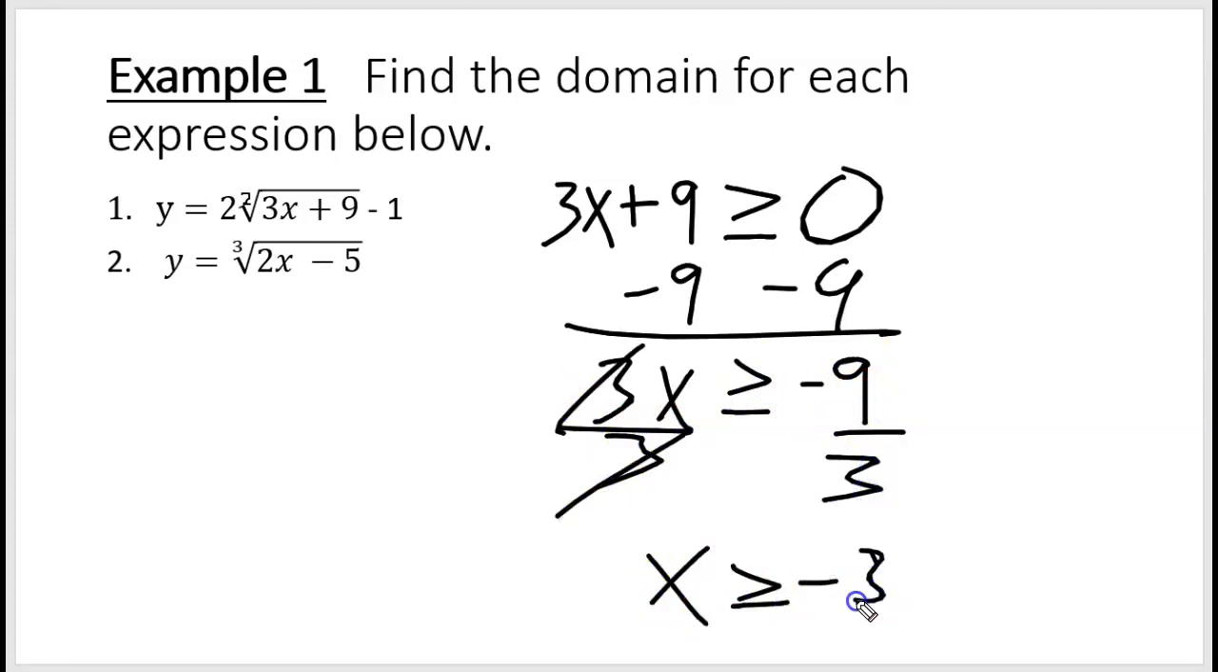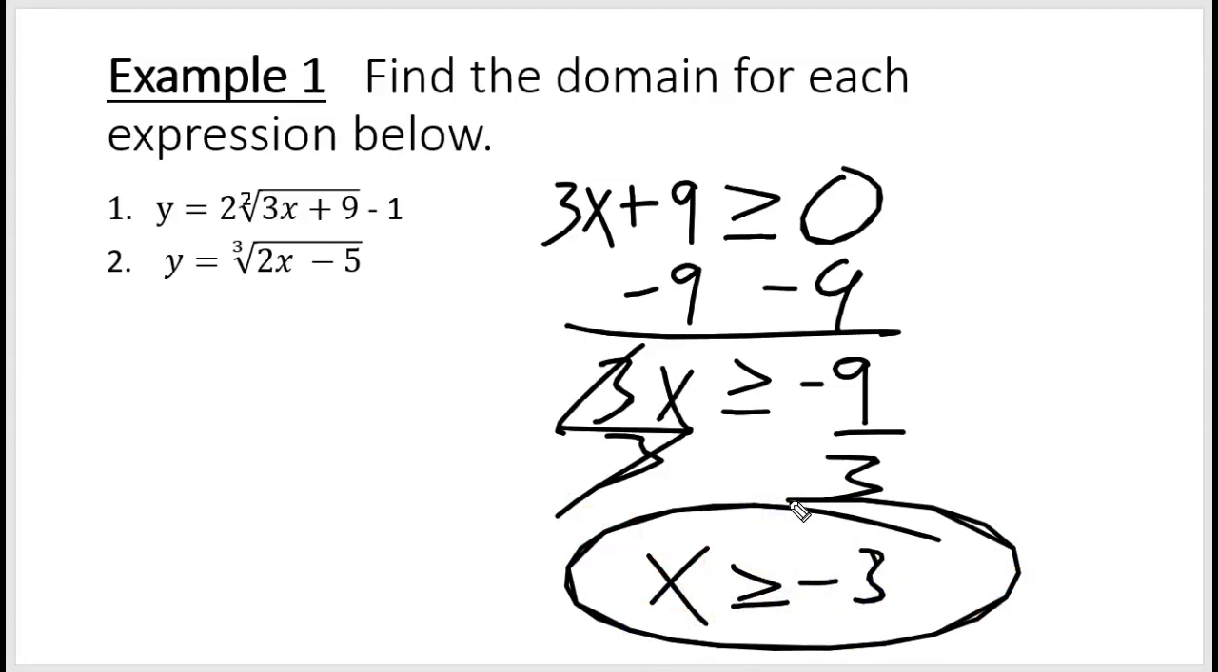So here's my domain. X can be any number greater than or equal to negative 3. So for instance, the number 5 is part of the domain of this function. X can equal 5. But negative 10 is not part of the domain of this function because negative 10 is not greater than or equal to negative 3. And if you tried plugging in a negative 10 here, you would end up with a negative answer underneath the square root, which is undefined. So the answer is x is greater than or equal to negative 3.